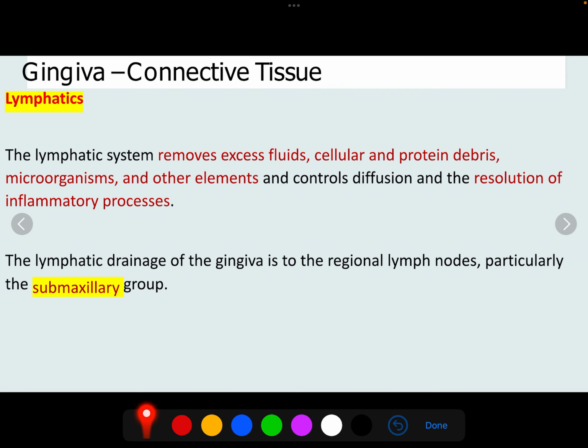The lymphatic drainage of the gingiva is into the regional lymph nodes, especially the submaxillary group of lymph nodes. The lymphatic system removes excess fluids, cellular and protein debris, and microorganisms. It also controls the diffusion and resolution of the inflammatory process.